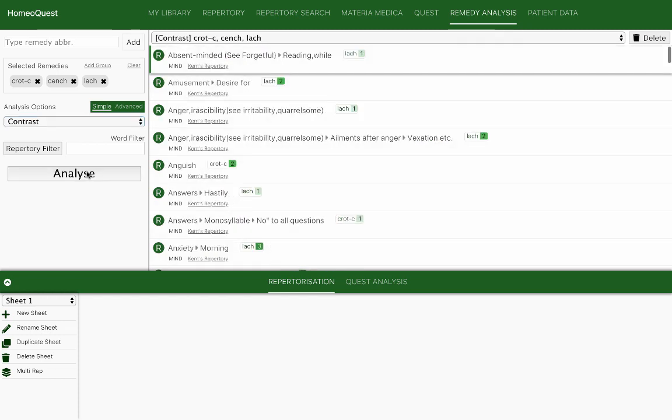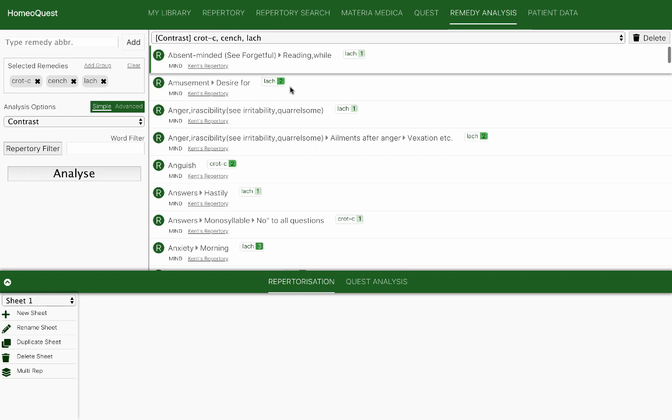Now, look at that. This is very interesting. When you have a lot of anger and vexation which have created an issue, you have Lachesis, but not Cenchrys and not Crotalus. All right, look at this, amusement, desire for. We saw that in Piper methysticum as well, right? So it's also there in Lachesis.